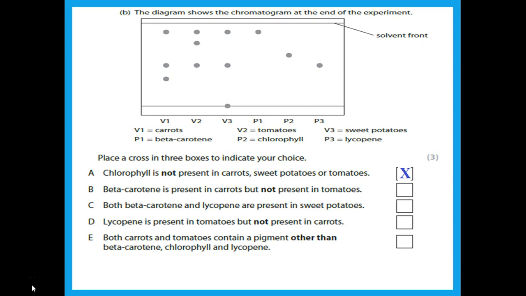But that's not correct, because P1 has a spot the same height as a spot in V1 and a spot in V2. So that statement is not correct. So let's look at C.